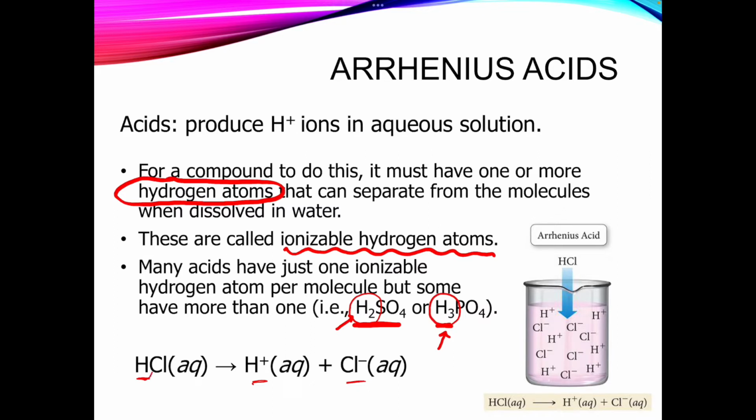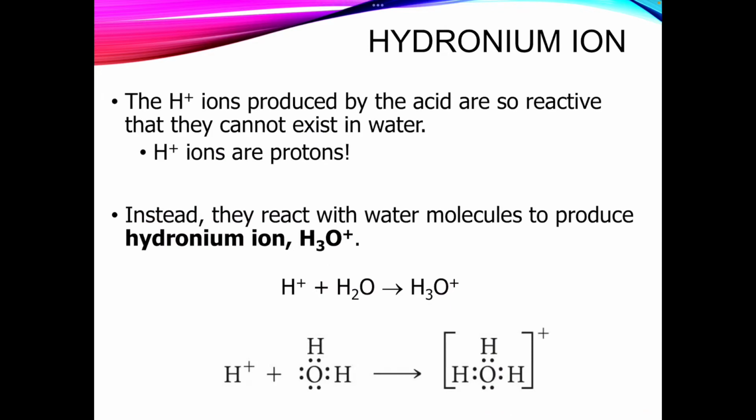And we'll recognize acids because they will always have an H in the front. If the H is anywhere else in the molecule, this is not an ionizable hydrogen. It will not come off when we put it in water. Therefore, it's not an acid. Okay, so the H pluses that come off of these things, these hydrogen ions, are super reactive.